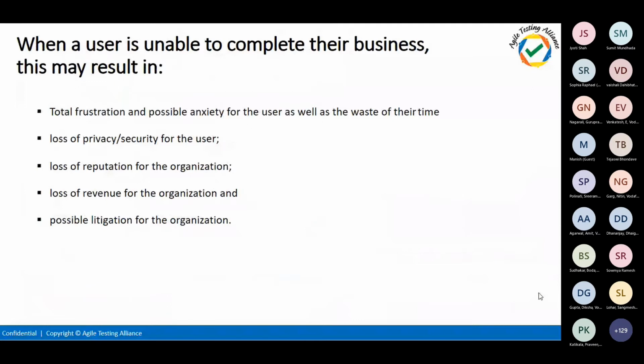And when the user is unable to complete their business, as I told you, it results in frustration and loss of privacy and security for the user. They might feel they weren't able to do it, and it also reduces the reputation of the organization and causes revenue loss for the organization too. So we need to make sure that for whatever flow we take for accessibility testing manually, whether you test it as a blind or as a deaf user, you should be able to complete it.